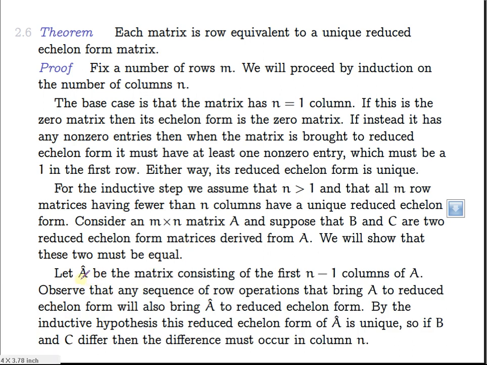As I said, let A hat be the matrix consisting of the first n minus 1 columns. Any sequence of row operations that brings A to reduced echelon form will also bring A hat to reduced echelon form, because A hat is just going along for the ride. If you look at all the examples that we've done, that's always true. A hat will inherit the reduced echelon form from A. But by the inductive hypothesis, this reduced echelon form for A hat is unique. So if the two reduced echelon forms B and C differ, then the difference must occur in the last column.